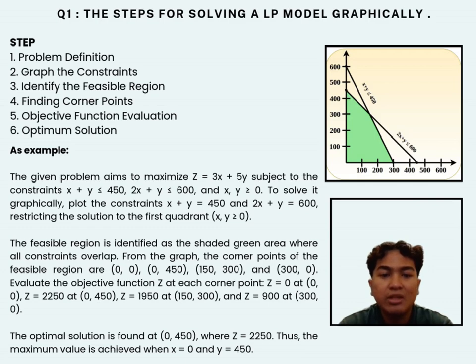The third step is to identify the feasible region. The area where all the constraints are satisfied is the feasible region. Step 4, finding corner points. We need to identify the vertices or corner points of the feasible region. Step 5, objective function evaluation. Plug the coordinates of the corner points into the objective function and compute.